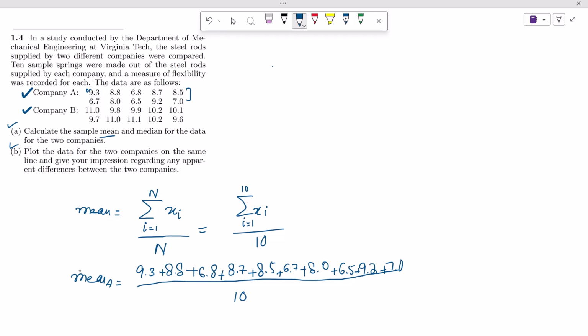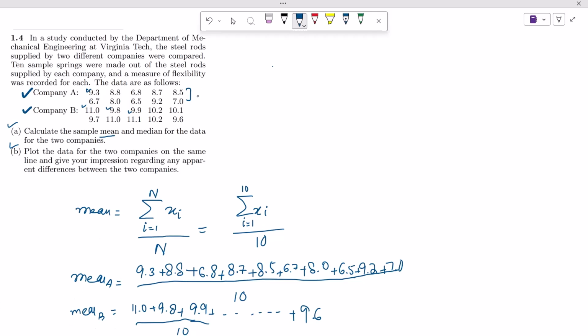For company B, we have the mean of B. Here you have to add 11.0, 9.8, 9.9, 10.2, 10.1, 9.7, 11.0, up to 9.6. So it will be 11.0 plus 9.8 plus 9.9, all up to the points which are here, 9.6, and divide them all over this 10. This will be the overall division. You will get the mean for A and B.